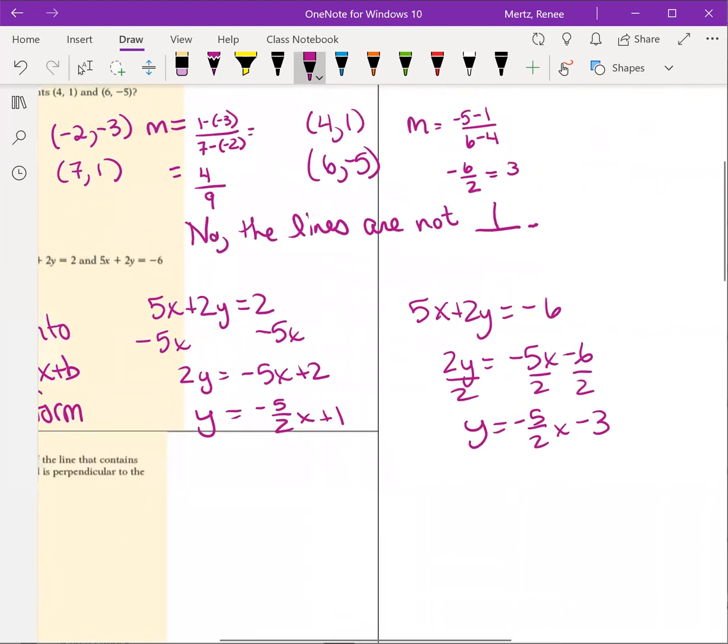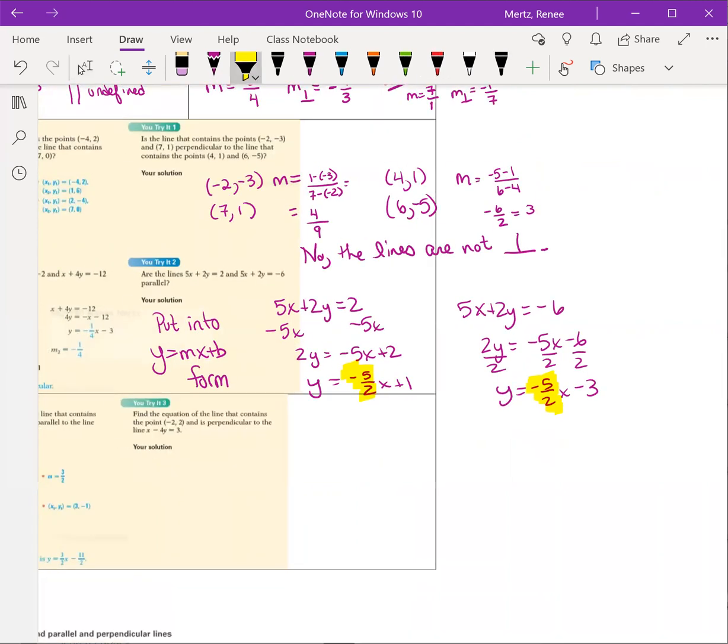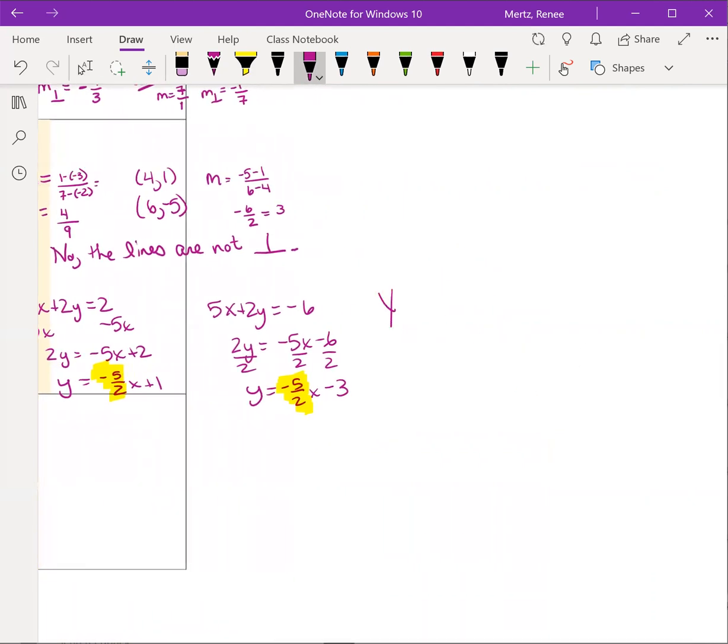So now I'm comparing the slopes. The slope of this line is negative 5/2. The slope of this line is negative 5/2. They're a match. So are they parallel? Yes, the lines are parallel.